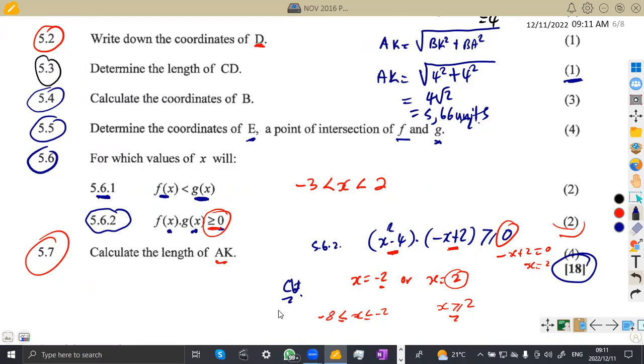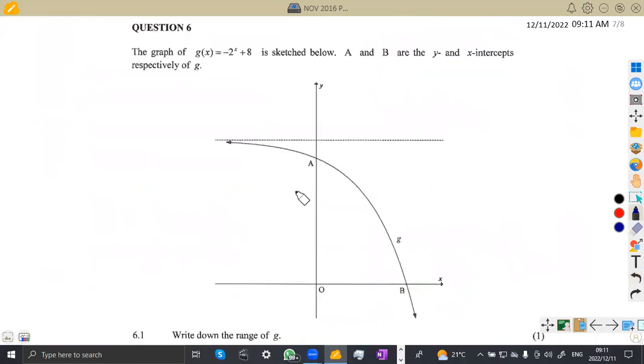We shall try, by all means, to proceed to question 6 and see what we had from that part. In question 6, we are given the graph of g(x) = -2^x + 8, sketched below. A and B are the y- and x-intercepts. A is the y-intercept, B is the x-intercept.